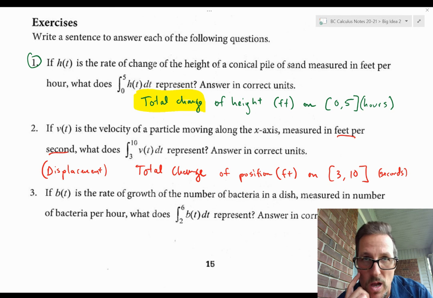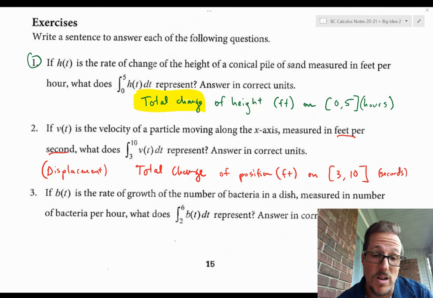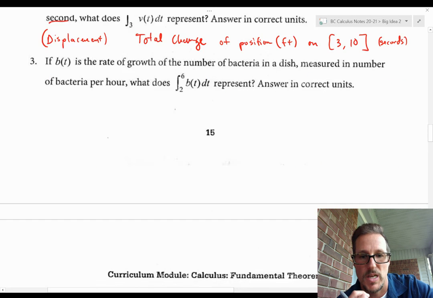So how would I know how many bacteria cells are there at 6 hours? What would I need to know? I would need to know how many were there at the start of this interval, how many were there at 2. Then I add the total change from 2 to 6. That's how many would be there at 6.